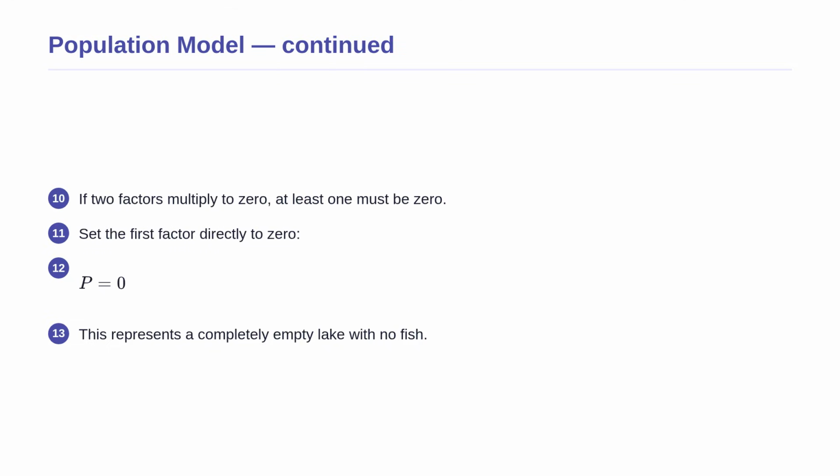p equals 0. Physically, this represents a completely empty lake. If there are exactly 0 fish in the lake, the population will never change. It will stay at 0 forever because there are simply no fish present to reproduce and create more fish. But we have a second factor to consider.